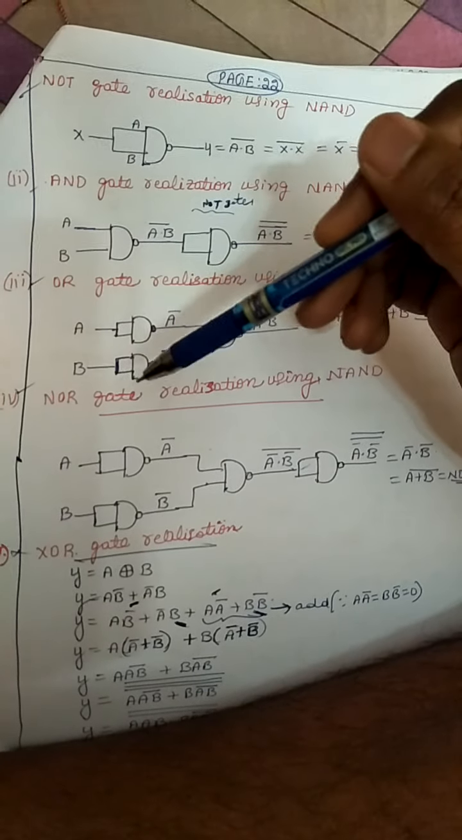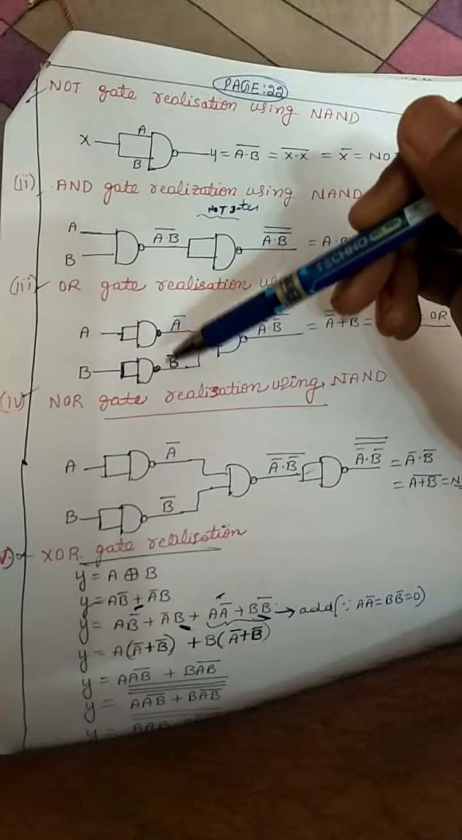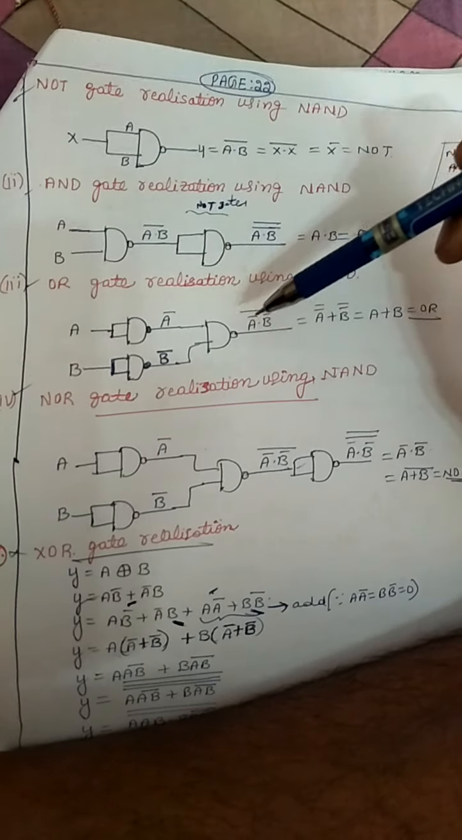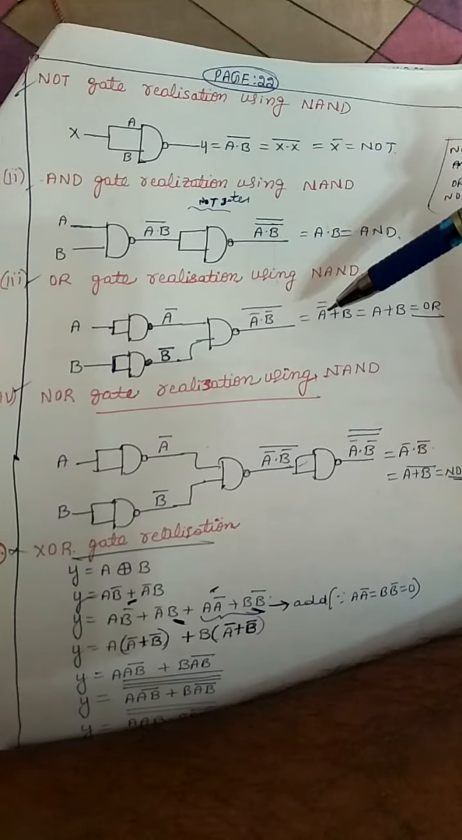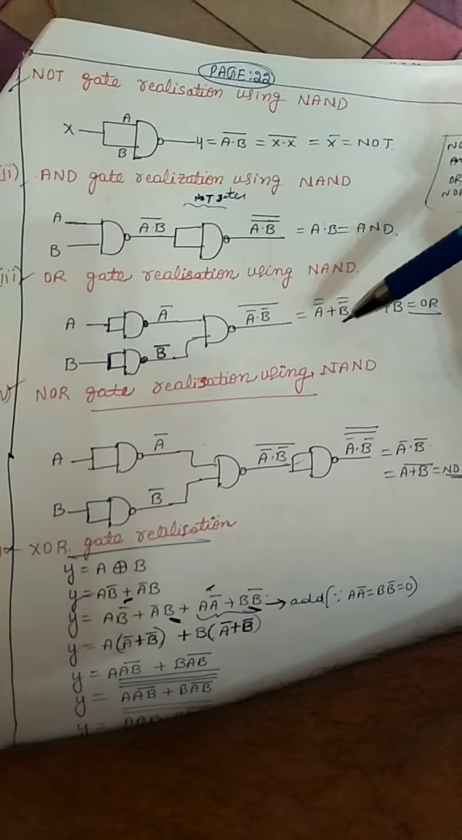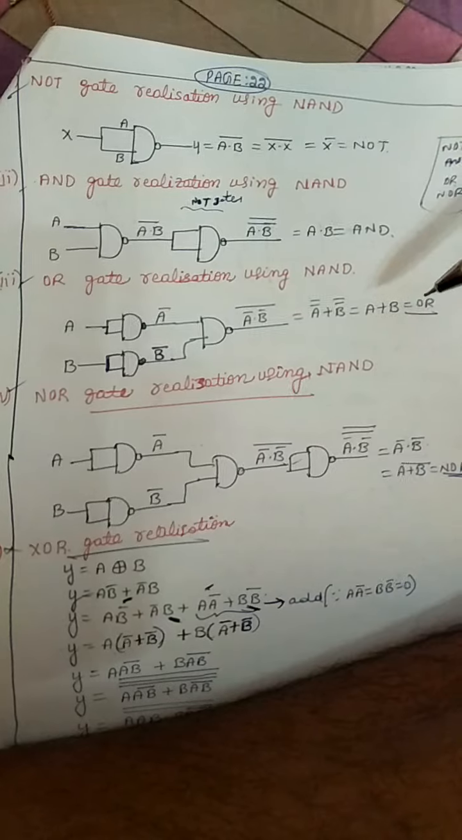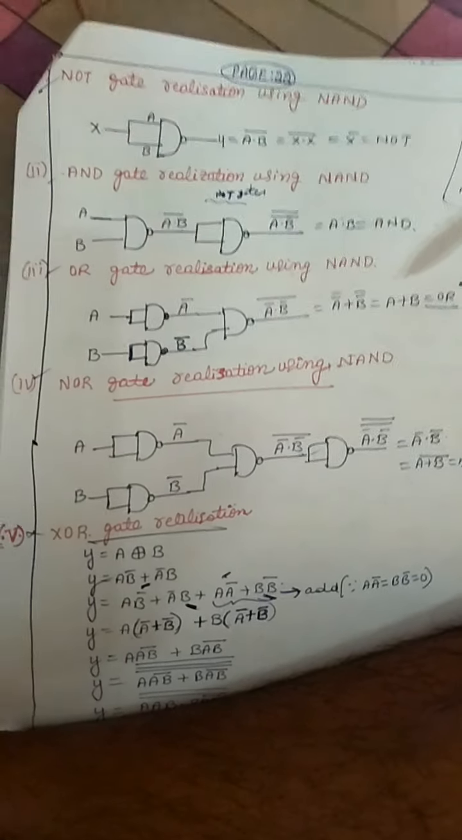A bar, this is NOT gate, B bar, and A bar dot B bar whole bar. Apply De Morgan's theorem: A double bar plus B double bar, you will get A plus B, that is OR gate.